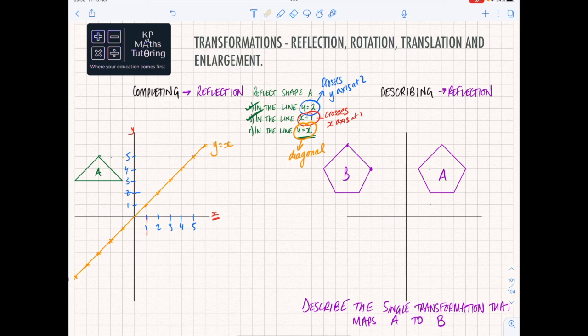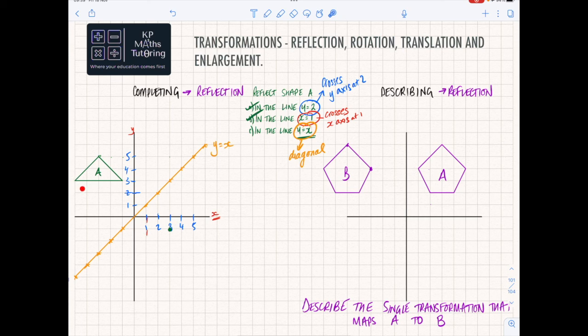Now to do a diagonal reflection, all you do is exactly the same thing. So I pick a point and then you go diagonally to the mirror line this time. So 1, 2 squares away. So then I go 1, 2 squares away. And that point ends up being there. So again, 1, 2, 1, 2.